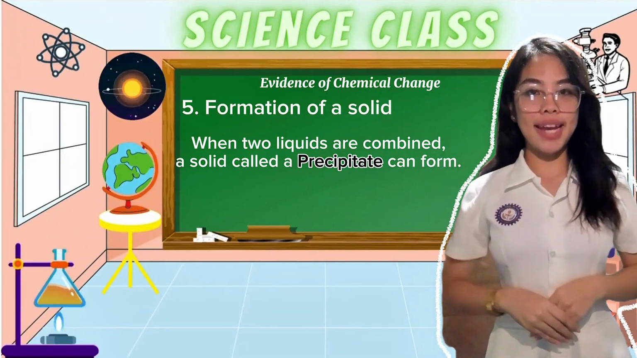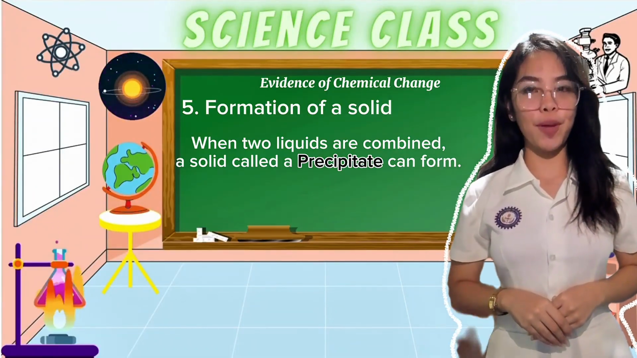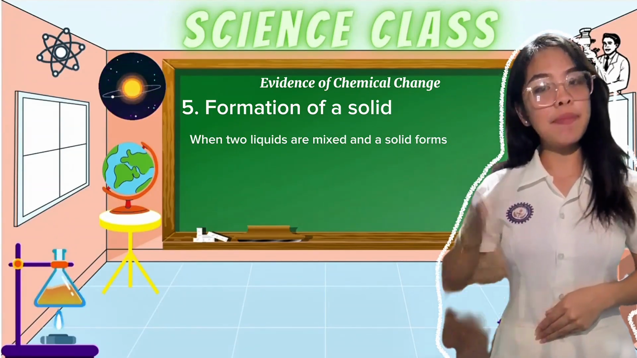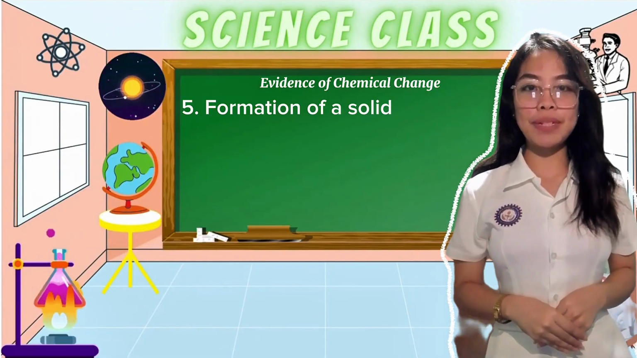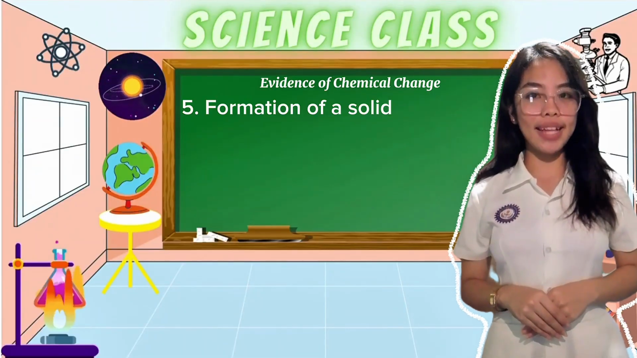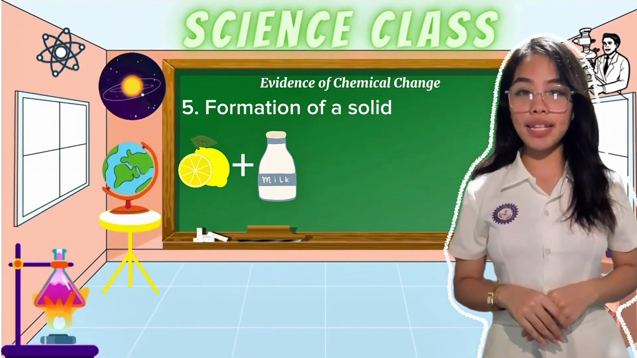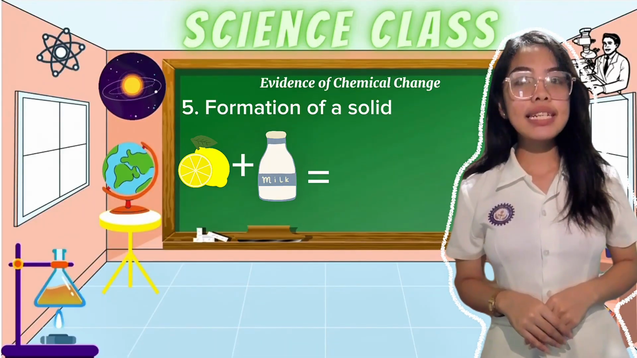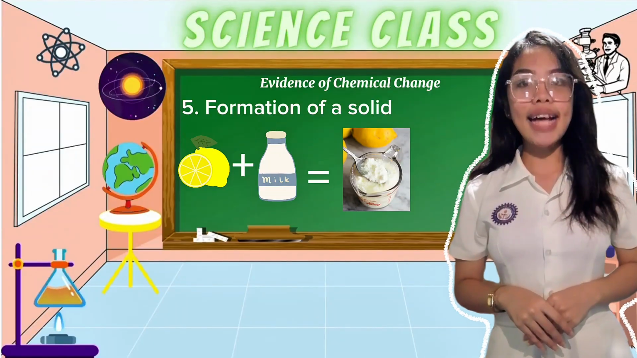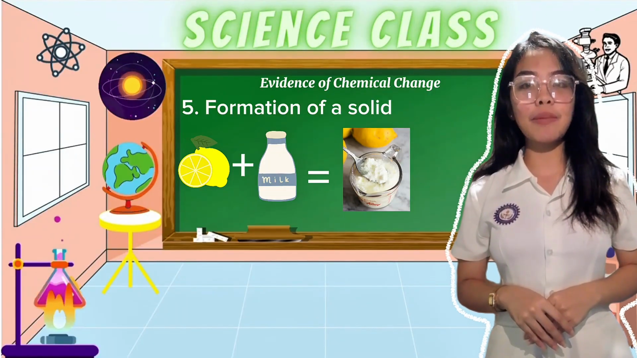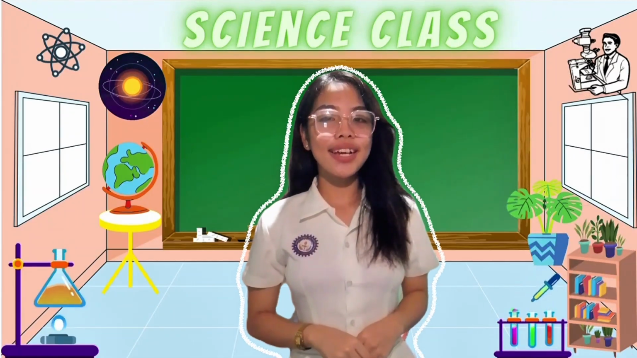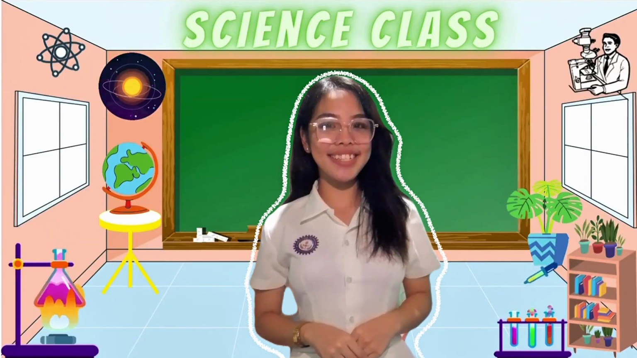When two liquids are combined, a solid called a precipitate can form. When two liquids are mixed and a solid forms, that solid is called a precipitate. The formation of a precipitate means a chemical change has happened because a new substance is created. When you mix lemon juice and milk, a solid forms in the liquid. This solid is a precipitate, and it shows that a chemical change has happened. The acid in the lemon juice reacts with the proteins in the milk, creating new solid clumps called curds. And that's all the evidences of chemical change.